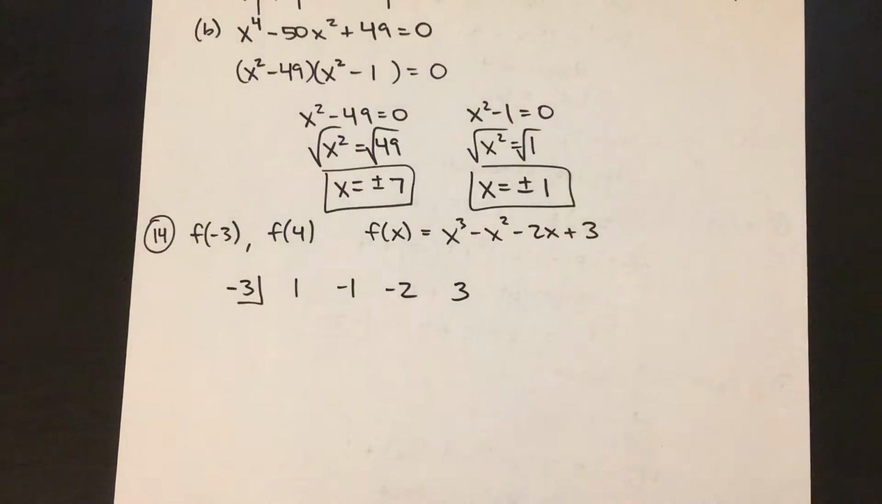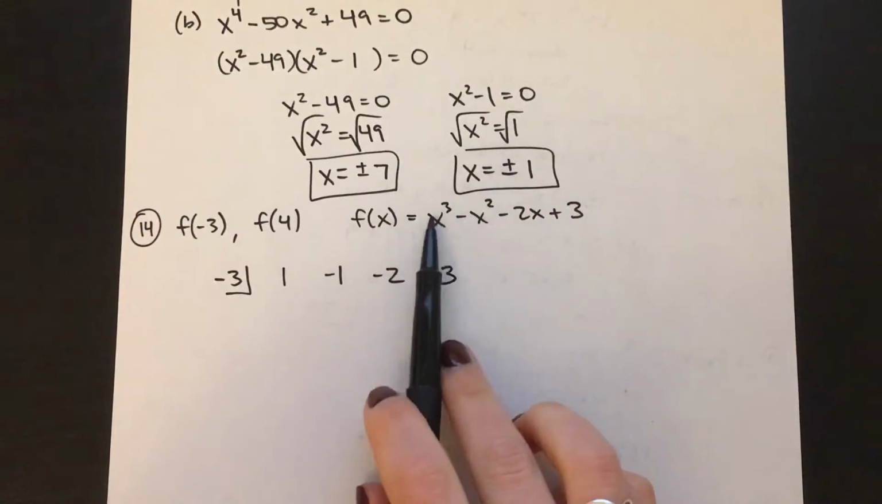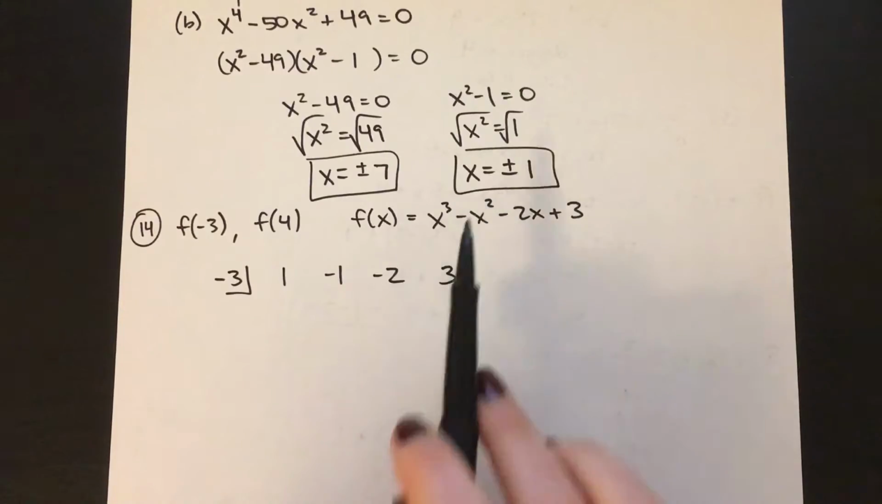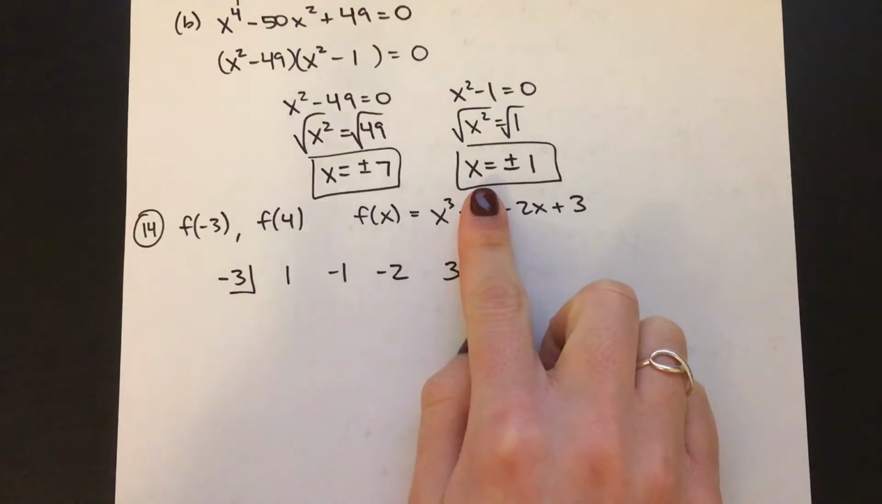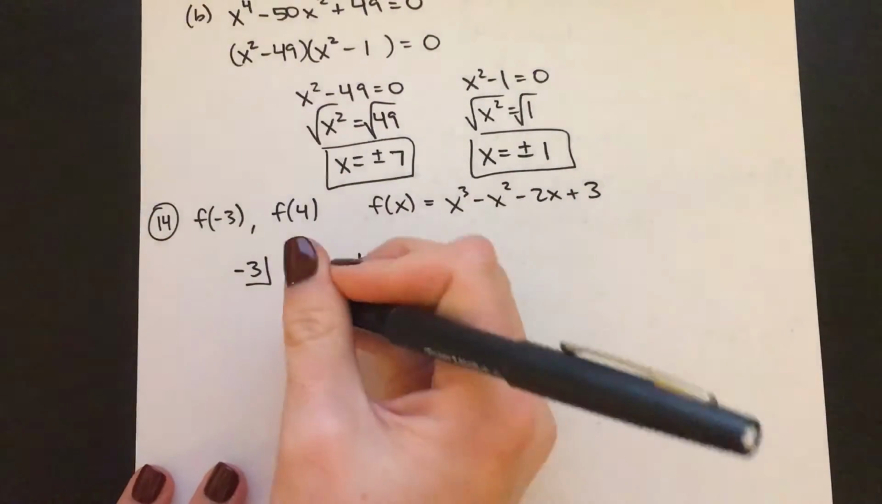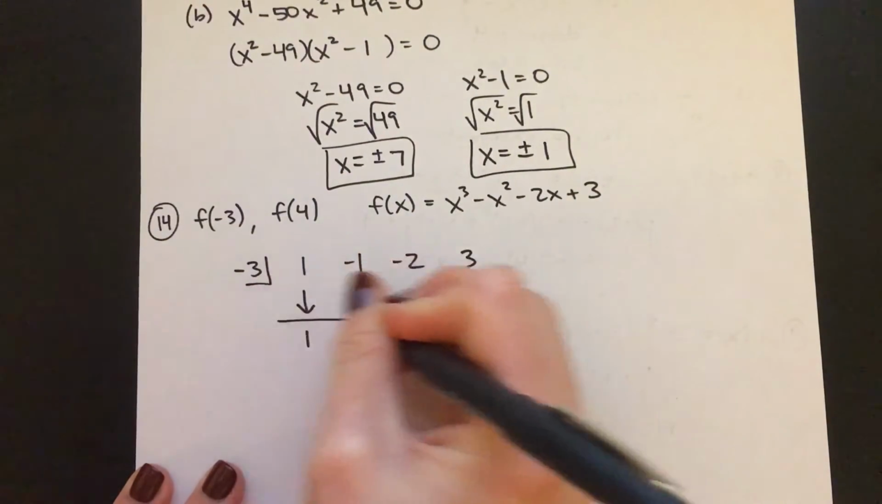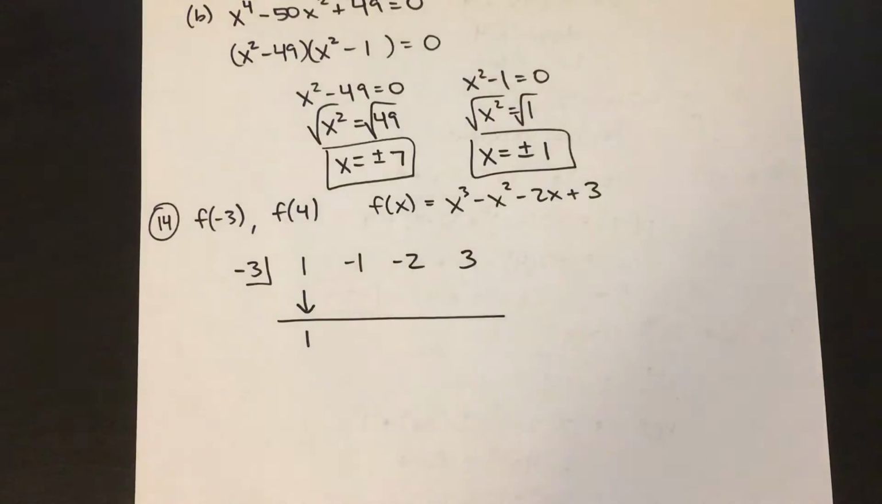Don't forget, I mentioned this when we were talking about number 6 as well, if you're missing anything, like say we jumped right from the x cubed to the x, you'd have to put a 0 in there as a placeholder. Don't forget to do that. Okay, so synthetic substitution works the same way synthetic division does, it's just that your answer is different.